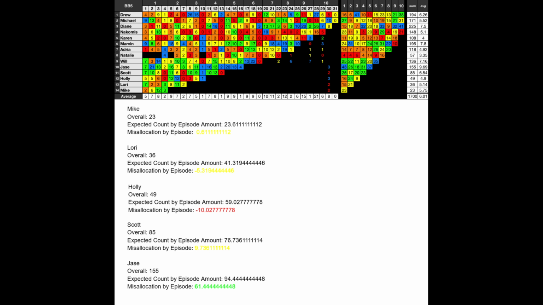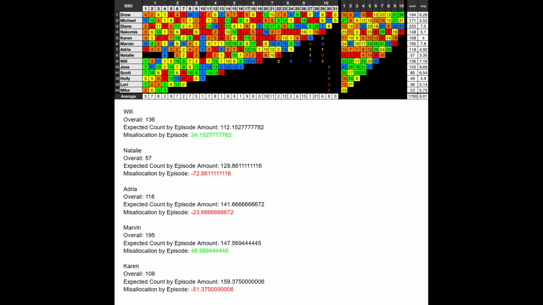So with Jace, he has an overall confessional count of 155, and his expected count by episode amount is 94.4. This means that his misallocation by episode is by 61.44, meaning that he has 61 more diary rooms than he should have had if this was a balanced edit. But it's clear that they wanted Jace to be the star of the show, and that's why his diary room count distribution is so large in comparison to everyone else. But all the other pre-jurors have solid distribution.